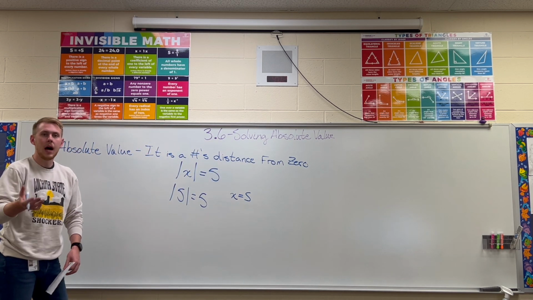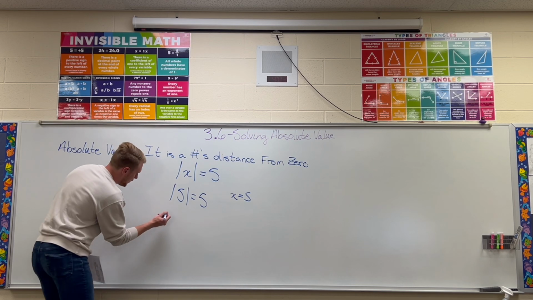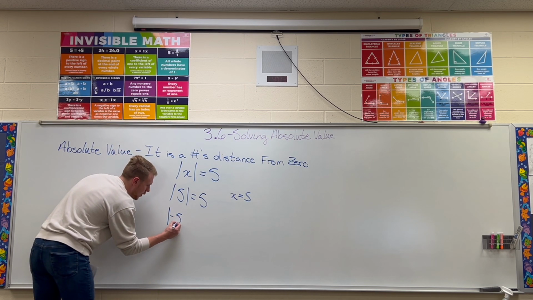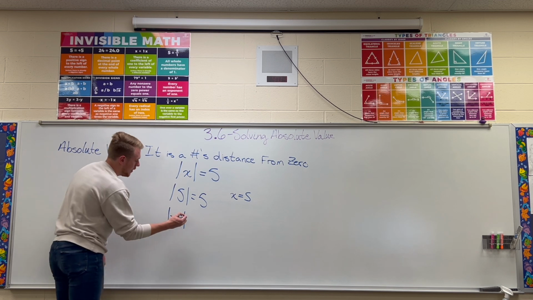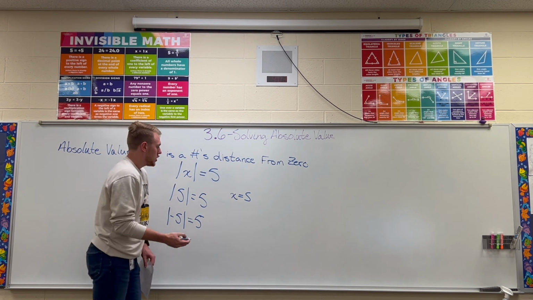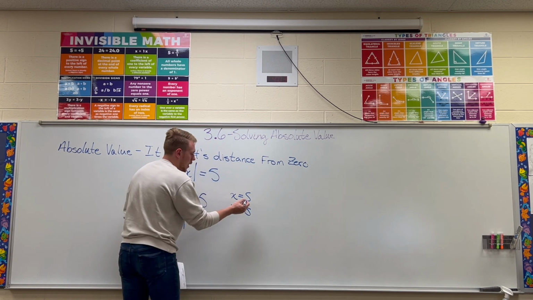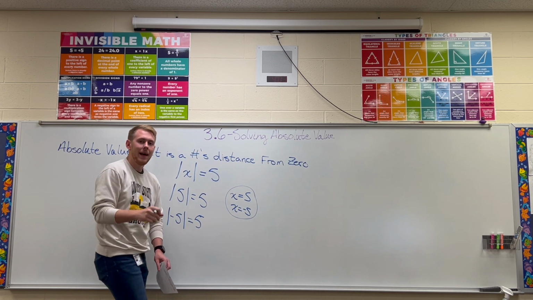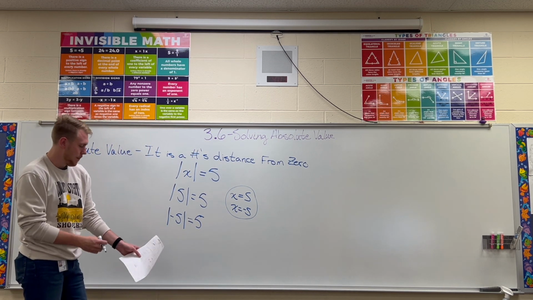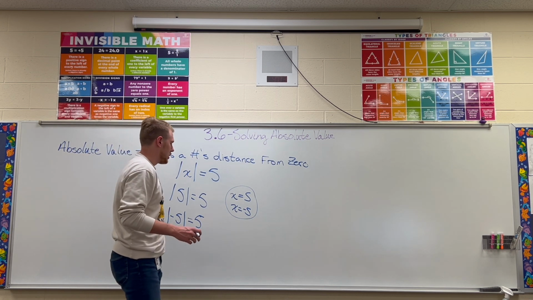But it doesn't stop there, because what else is 5 spots from 0? The absolute value of -5. -5 is also 5 spots from 0. So my answer is x equals 5, x equals -5. I have two answers. That's how absolute value works. Okay? So now we're going to talk about absolute value equations.